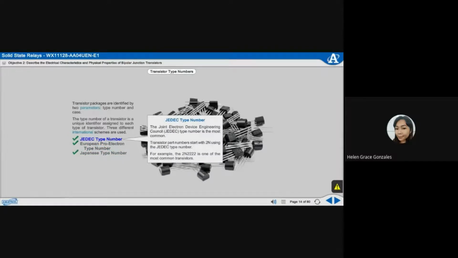The Joint Electron Device Engineering Council, or JEDEC, type number is the most common. Transistor part numbers start with 2N using the JEDEC type number. For example, the 2N2222 is one of the most common transistors.